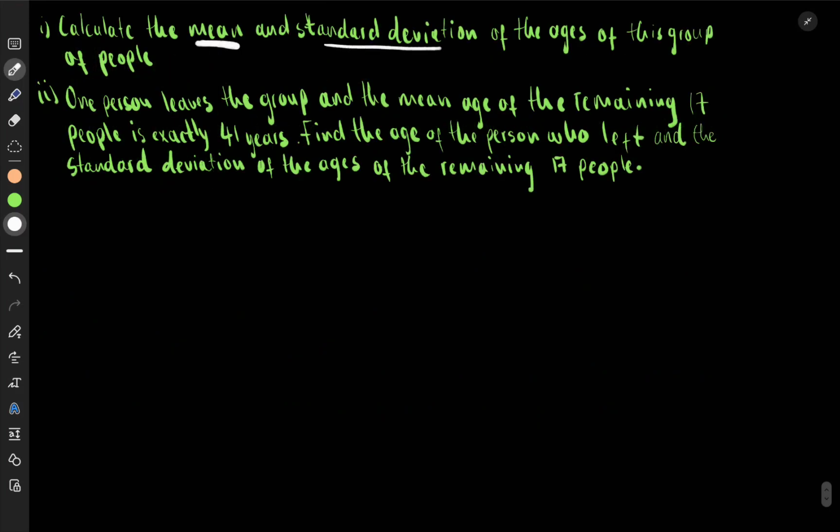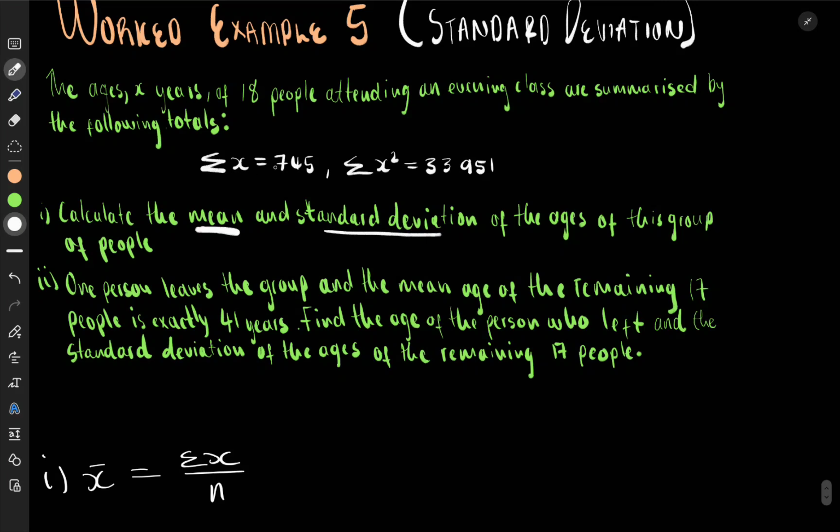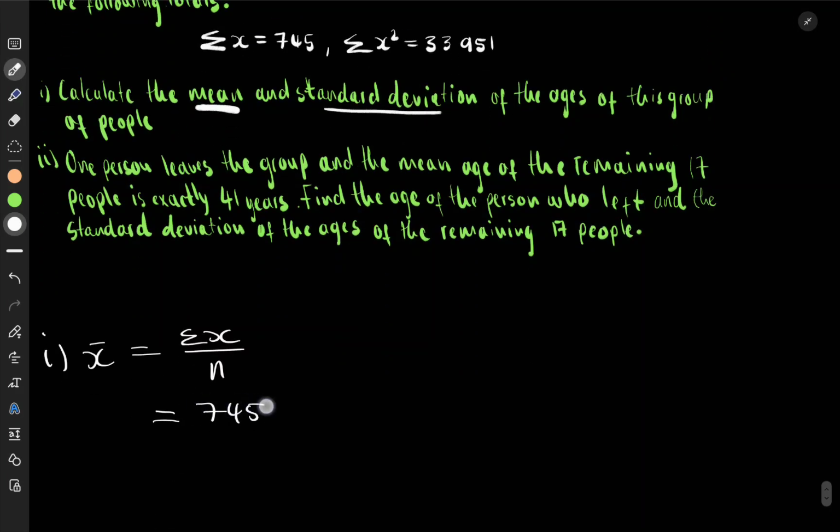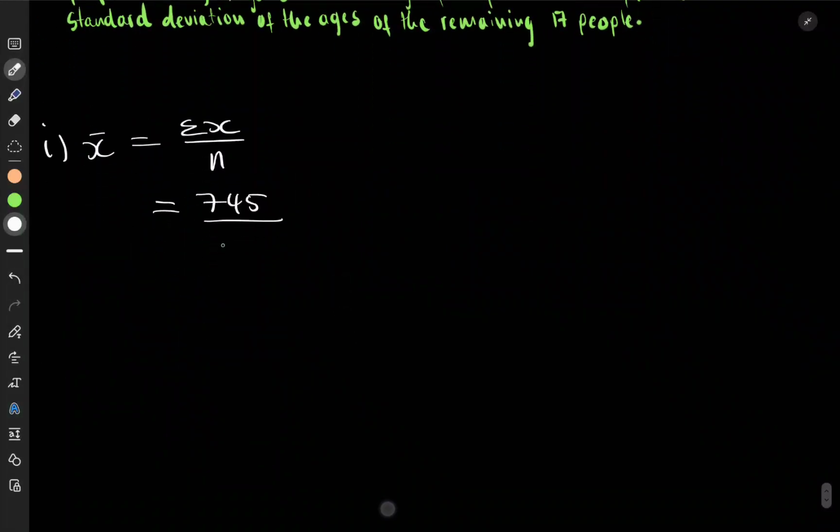So our mean x bar is equal to the summation of x over n, which is equal to, now we just substitute. This total is 745 over, what is n? How many do we have? 18. So over 18. Then we can get it. So we say 745 divided by 18. You get 41.38888, so 38 recurring, and you just write it as 41.4 if you round off to 3 SF.